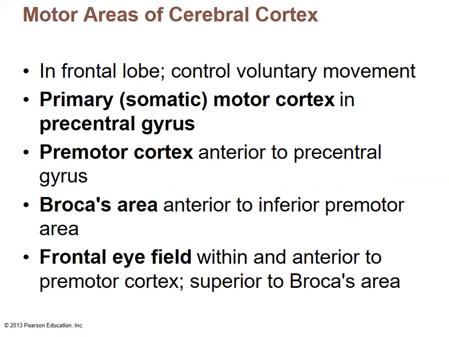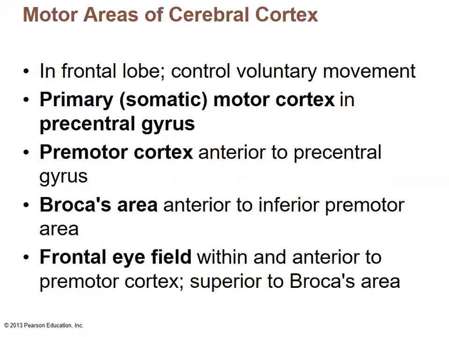So for number 1, where we have our primary somatic or our primary motor cortex, it's going to be located in the precentral gyrus as far as its location. This portion in the frontal lobe is what's associated with the control of our voluntary movement. The premotor cortex is actually anterior to the precentral gyrus.